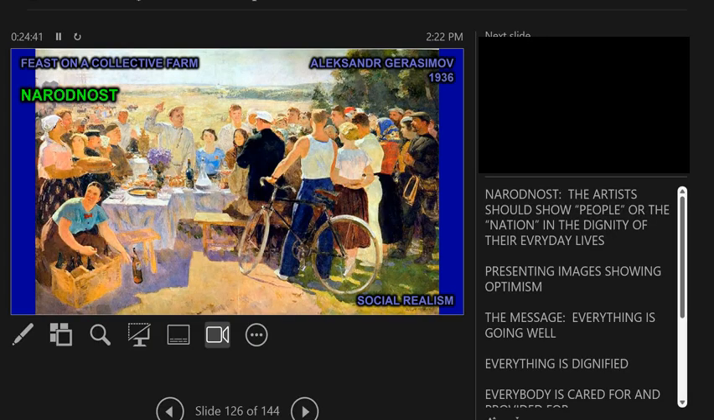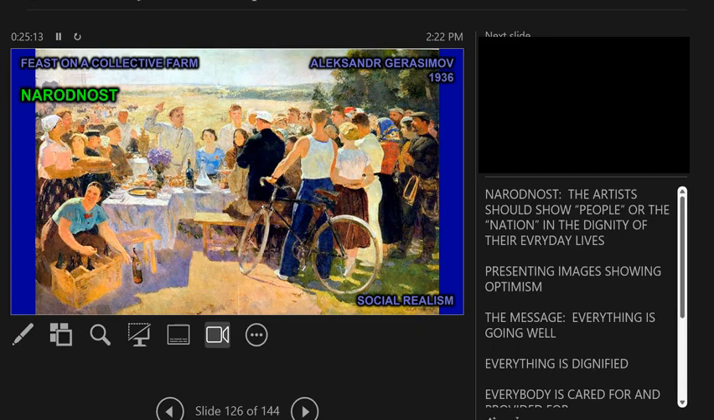All right, another rule is narodnost. This is the rule that artists should show people, quote unquote, people, or the nation, quote unquote, nation, in the dignity of their everyday lives. So they're presenting images of optimism. Look how happy this looks, right? You have the whole community come together.